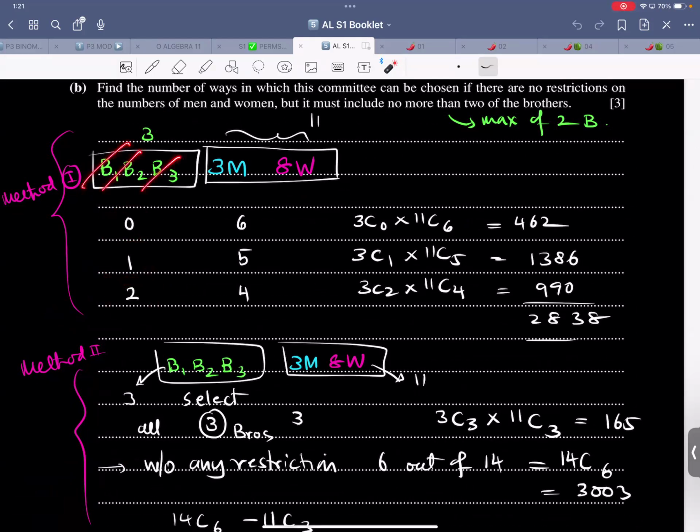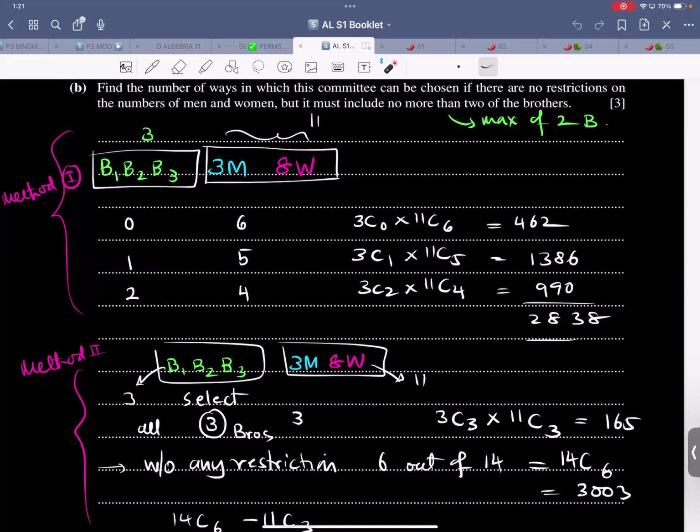So 3 brothers are on one side, 3 men and 8 women on the other side. This adds up to 11. This is 3. So it could be 0, 6. It could be 1, 5. It could be 2, 4. Just write it down, add it up. That is the answer. What is the other way?